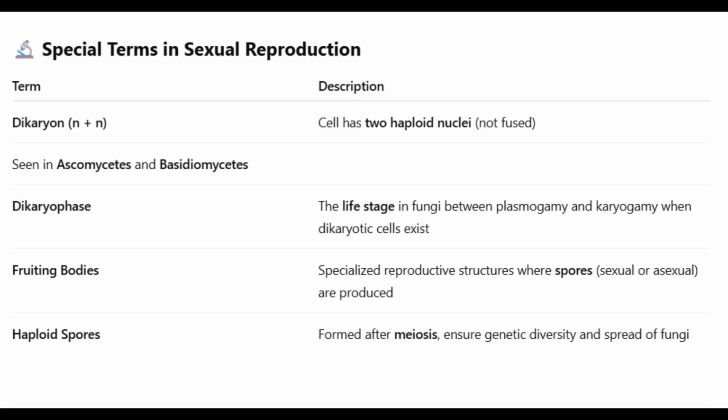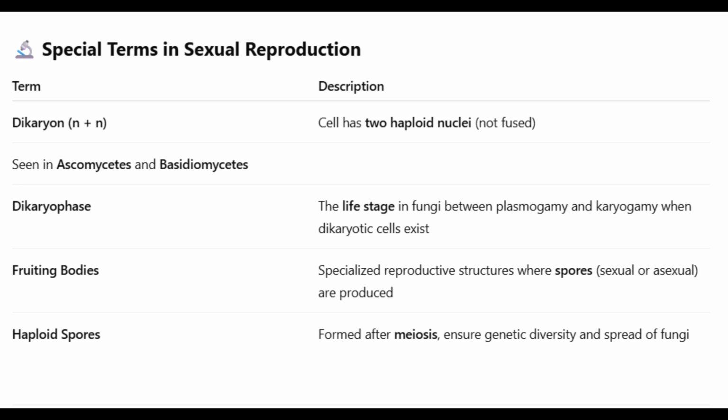Before we dive into the major classes of fungi, let's understand some special terms commonly used in fungal sexual reproduction. 1. Dikaryon, N plus N. After plasmogamy, the fusion of cytoplasm, the nuclei from each parent may remain separate in the same cell. This cell is called a dikaryon with two haploid nuclei, N plus N, but no nuclear fusion yet. This condition is especially seen in higher fungi like Ascomycetes and Basidiomycetes.